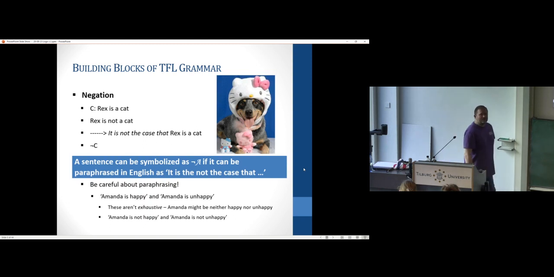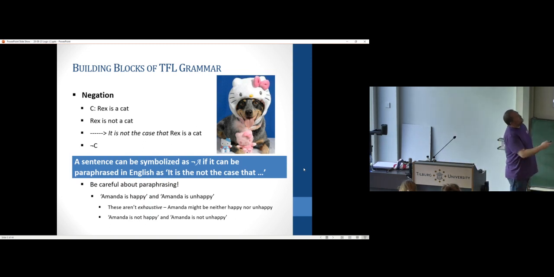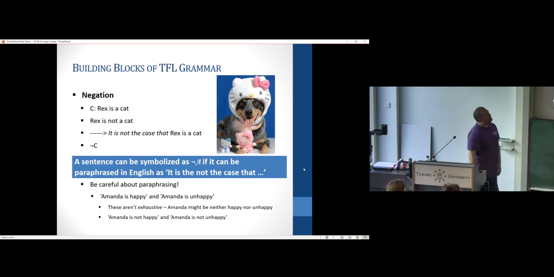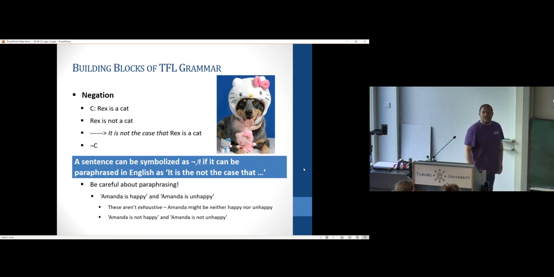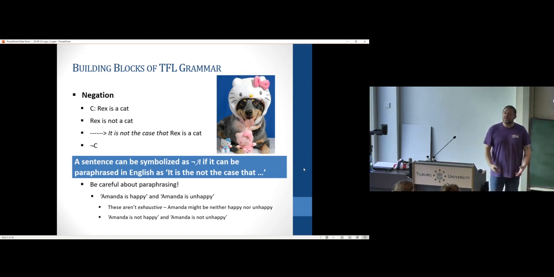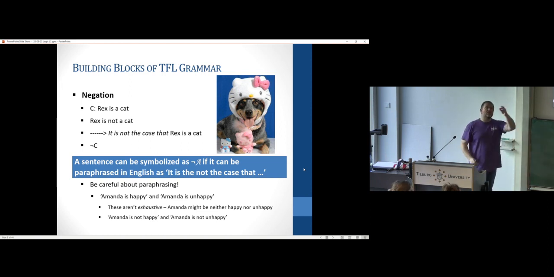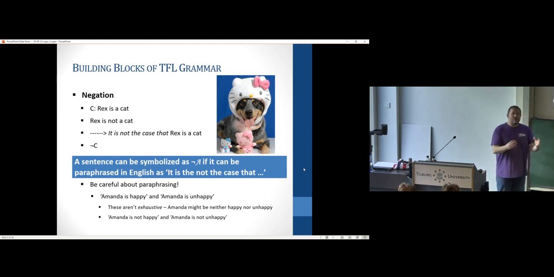Our first one is negation. So this is Rex. Rex has an identity problem. So we'll let C be Rex is a cat. If we wanted to symbolize Rex is not a cat, well, the first thing we could do is paraphrase this sentence in English. Now, it's important to note, does everyone know what I mean when I say paraphrase? What does it mean to paraphrase? Strictly speaking, yes. Right, so we're not going to change the meaning, but we change the surface grammar.